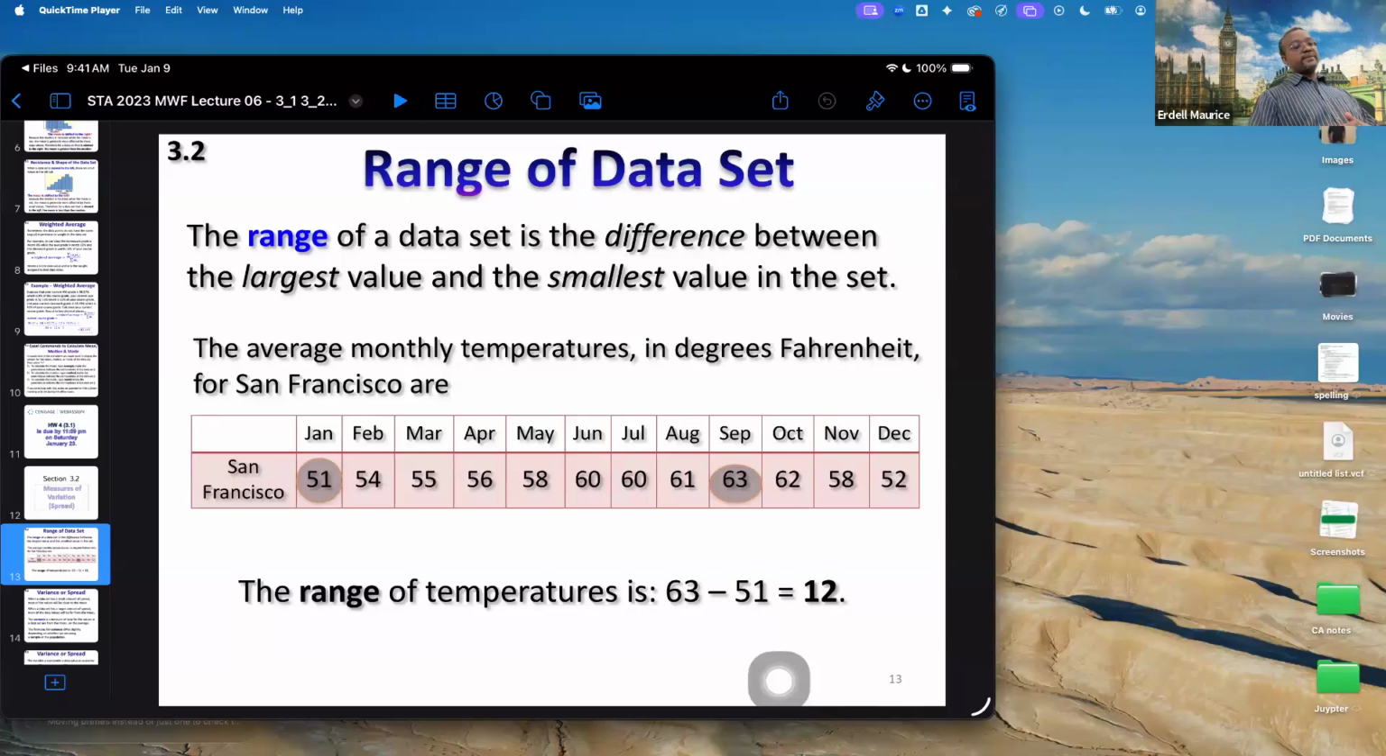A classic example is temperature. It's not a bad place to live, huh? The lowest temperature is 51, and then the highest temperature is 63. That's not a bad place to live, yeah? I don't know where they made these numbers up from. But anyways, that's how you find the range. Simply identify the highest, identify the lowest, and subtract them. And so this 12 right here in this example is saying that there's a range of 12 degrees. All right? That's all it's saying. There's a range of 12 degrees.